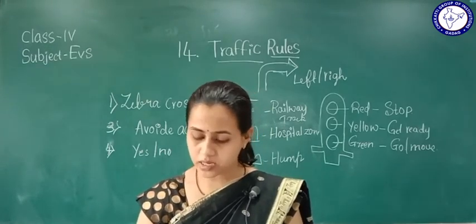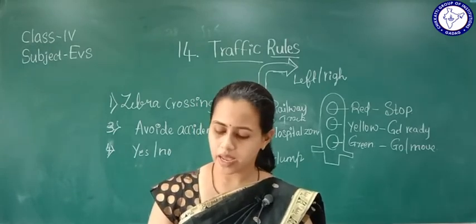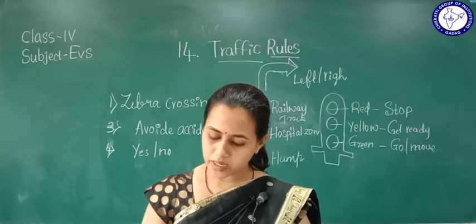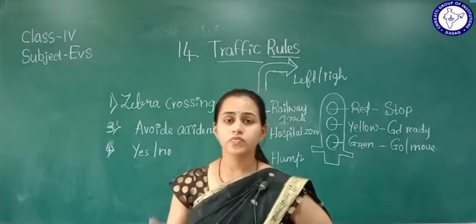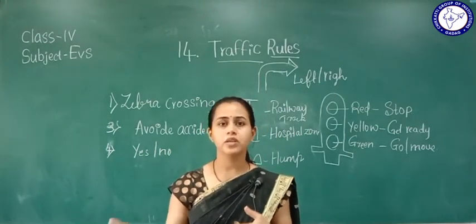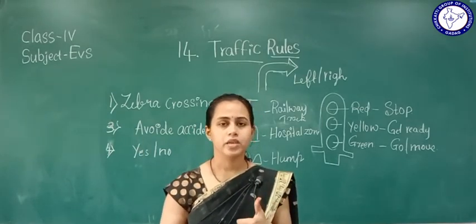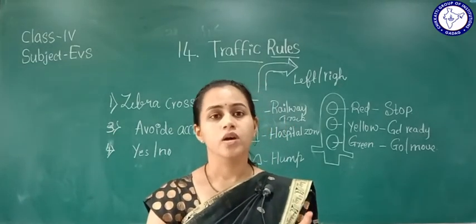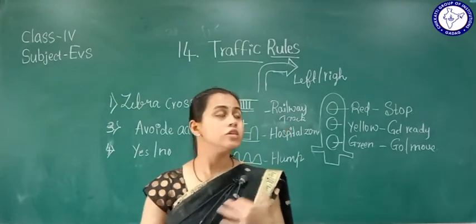When a road accident happens, a free ambulance vehicle bearing number 108 has been provided in our state for taking the affected to hospital for emergency treatment. So as we know, if any emergency or accident happens, we just call 108. They will come and take us to the hospital. So this is what we learned about traffic rules.